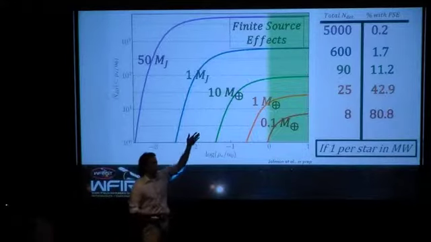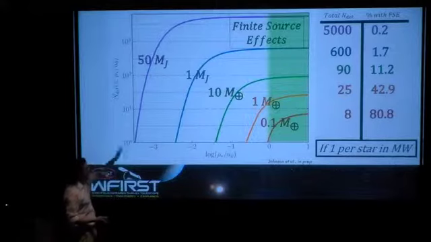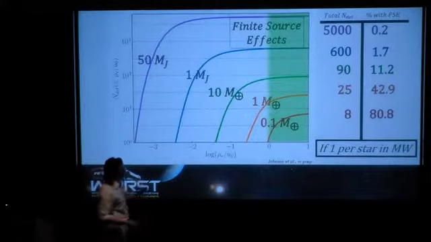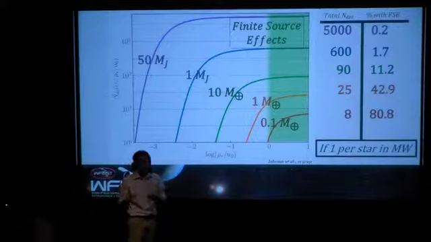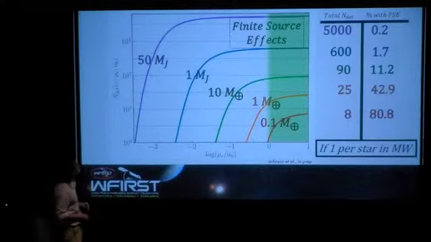We don't end up finding a large number of them, but very few would exhibit finite source effects. As we drop down in mass to about a tenth of an Earth mass, we would find very few, but almost all of them would exhibit finite source effects, sort of facilitating the measurements of masses.